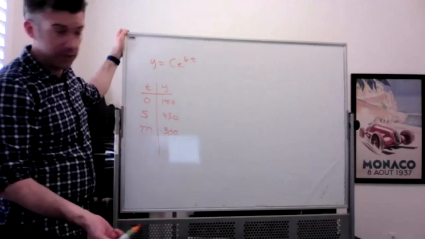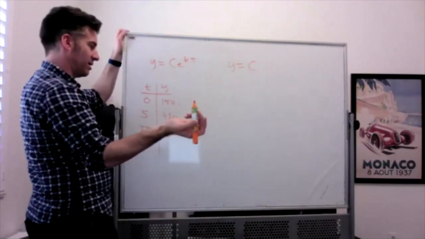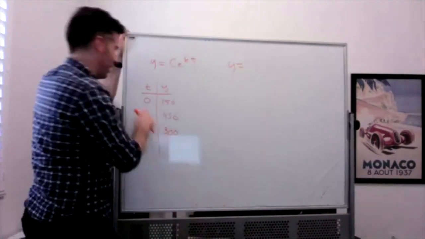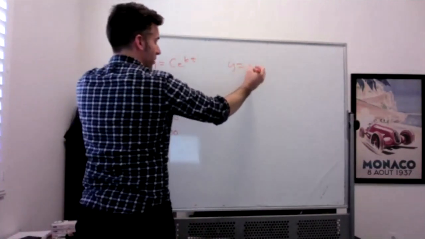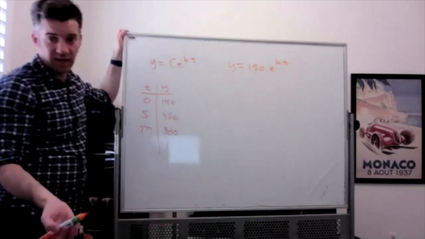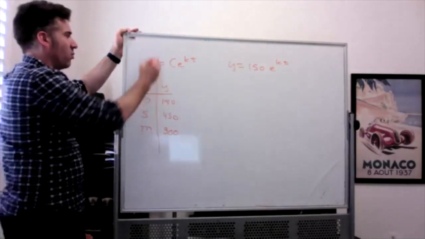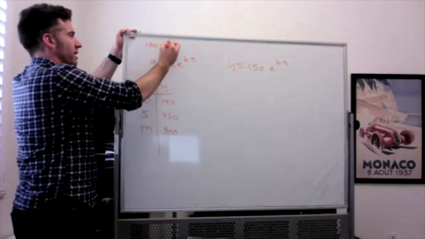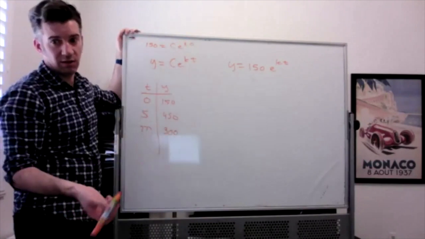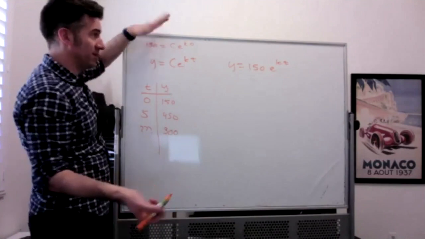So that's my setup. I've already written y equals c e to the kt. Let's plug in. So here's the thing. If you have the amount at time 0, that is your c value. You can just say c is 150 here. Or you could plug it in and say, well, if I plug in 150 for y, I get c e to the k times 0. But k times 0 is 0, e to the 0 is 1, and c times 1 is c. So you get 150 equal to c.